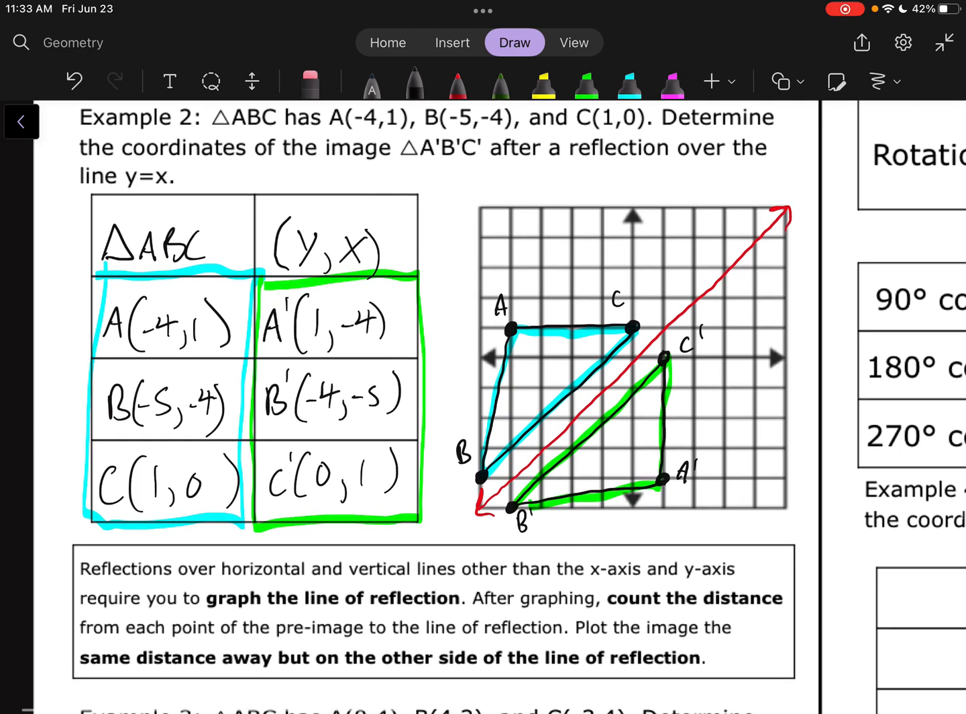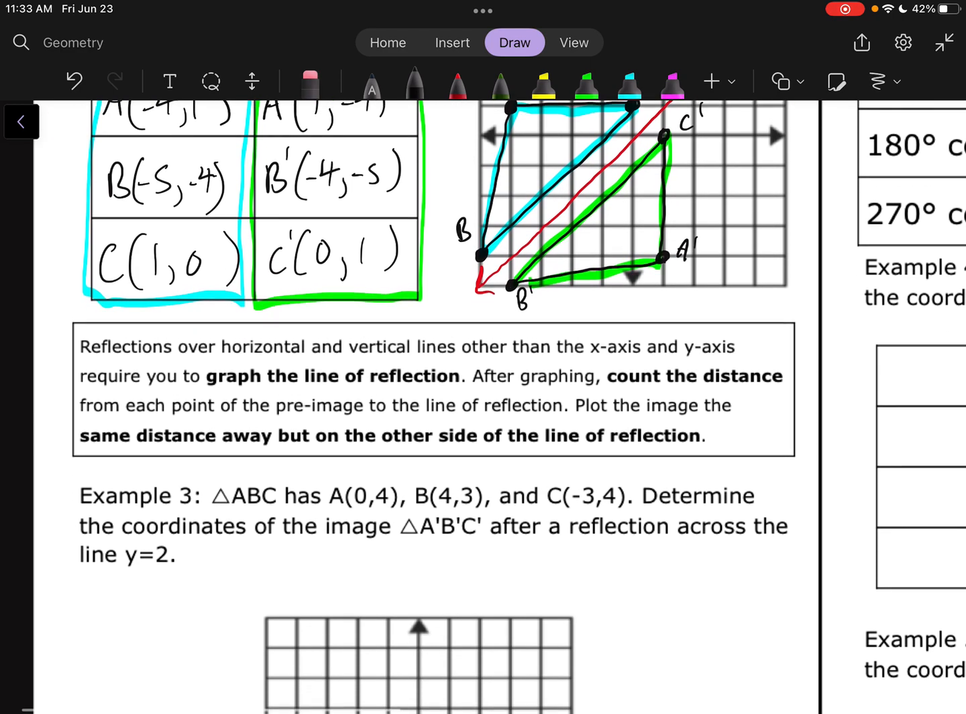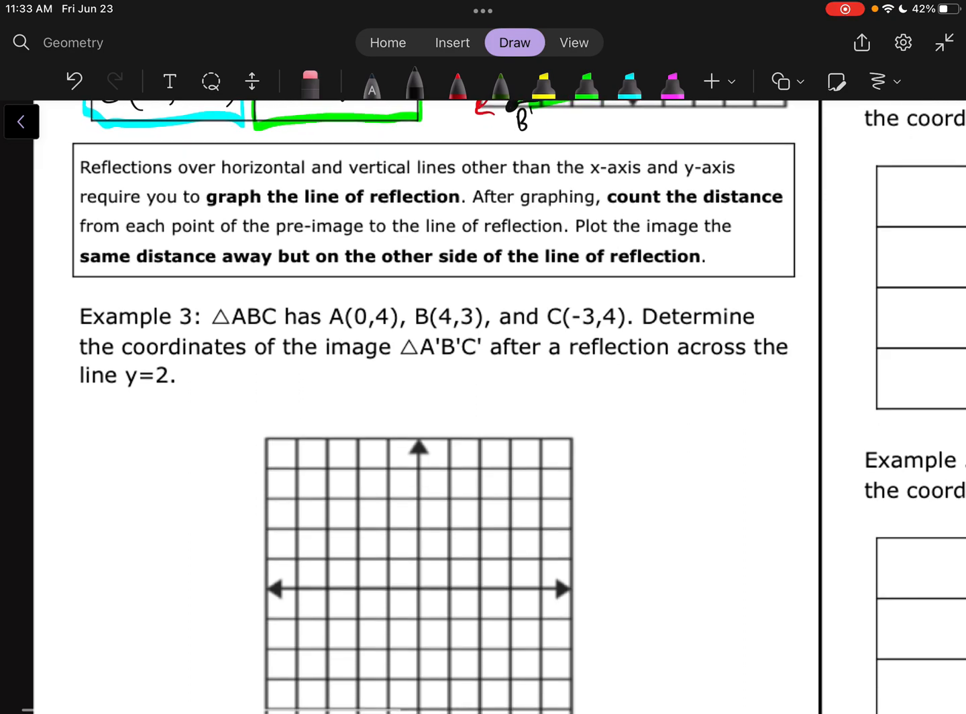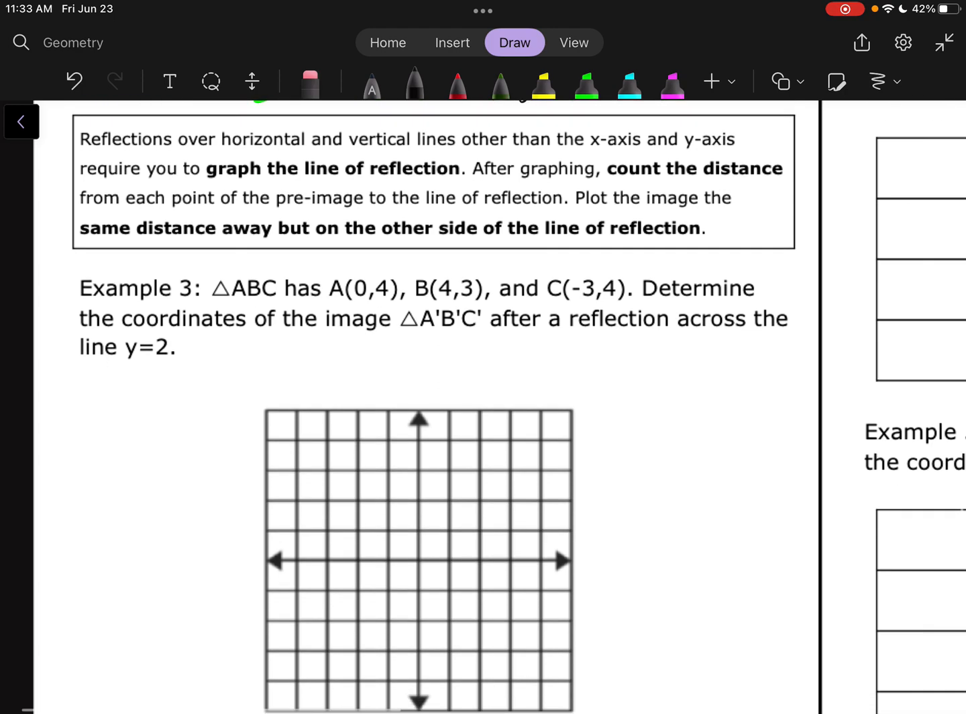Now, a few other reflections. Reflections over horizontal and vertical lines other than the x and y axis require you to graph the line of reflection. After graphing, count the distance from each point of the pre-image to the line of reflection. Plot the image the same distance away, but on the other side of the line of reflection.